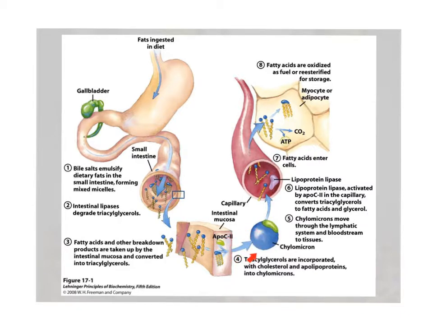Then the fatty acids are going to be absorbed through the intestinal mucosa, and they're going to be incorporated into these huge apolipoprotein complexes. We'll go over the different types in just a moment. For example, the chylomicrons. Chylomicrons then are going to go through the lymph system, ultimately to enter the bloodstream. The bloodstream is what's going to deliver it to the appropriate tissues.